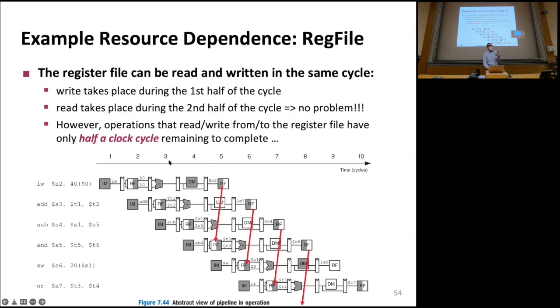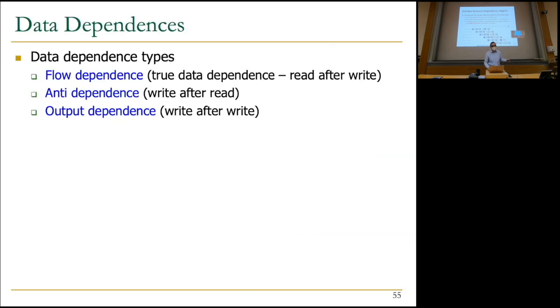Okay, now let's take a look at semantic dependencies. Basically, resource dependence is not semantic dependence. It depends on a resource. But semantic dependencies are data dependencies. And there are three types of data dependencies. If you're taking a compiler course, you will cover this very well. But one is flow dependence. And this is the only true data dependence, basically.